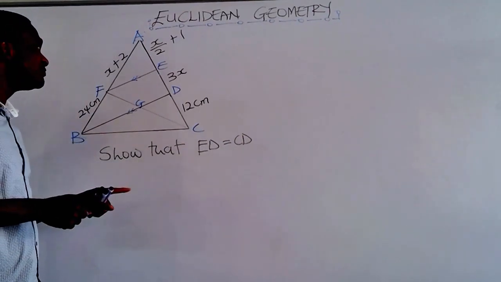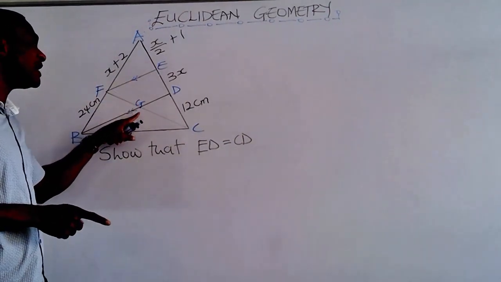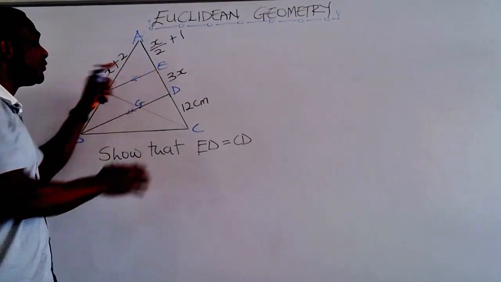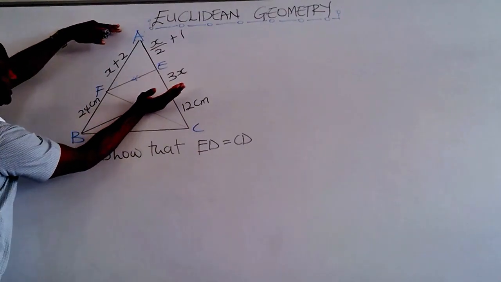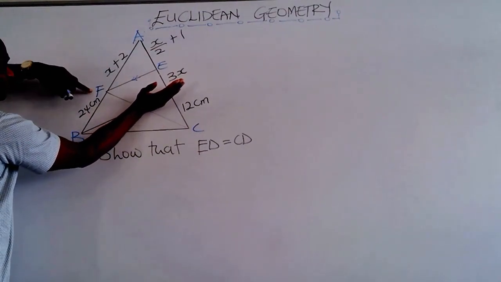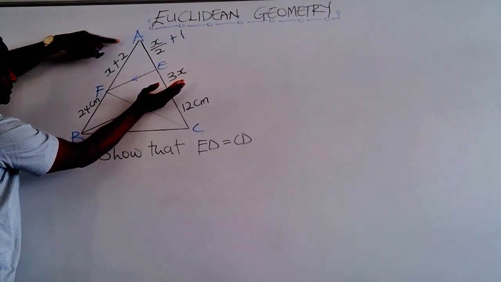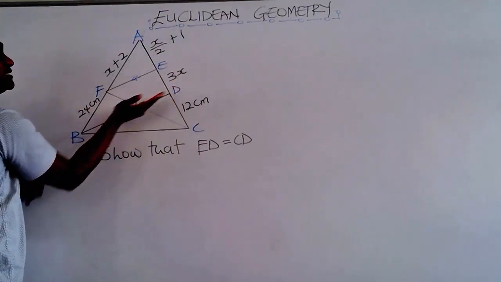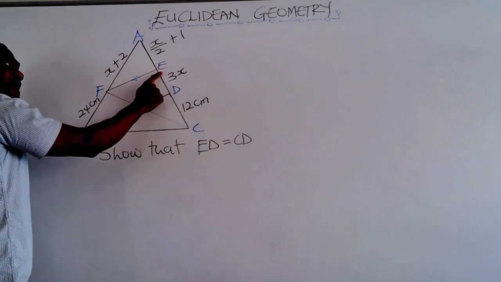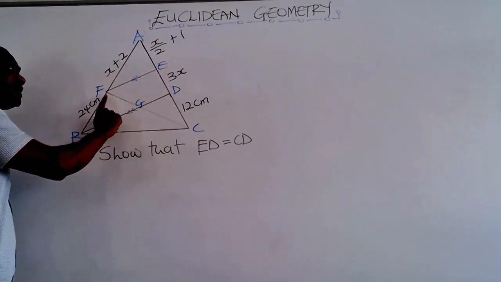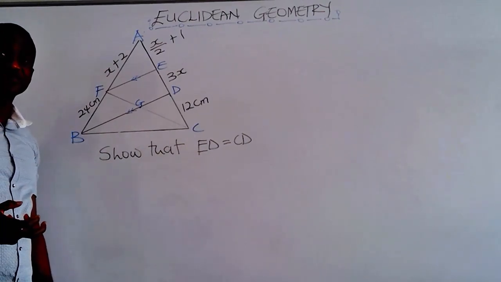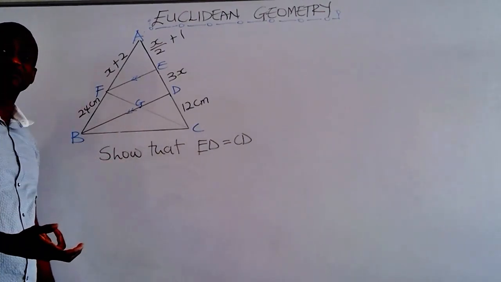Under the midpoint theorem, yes, we have two parallel lines, but this will be the midpoint. E will be the midpoint of line AD, and F will be the midpoint of this line. But in this case, if it is not given that E is the midpoint and it's not given that F is the midpoint, you cannot use the midpoint theorem. That is where we go to the proportionality theorem.